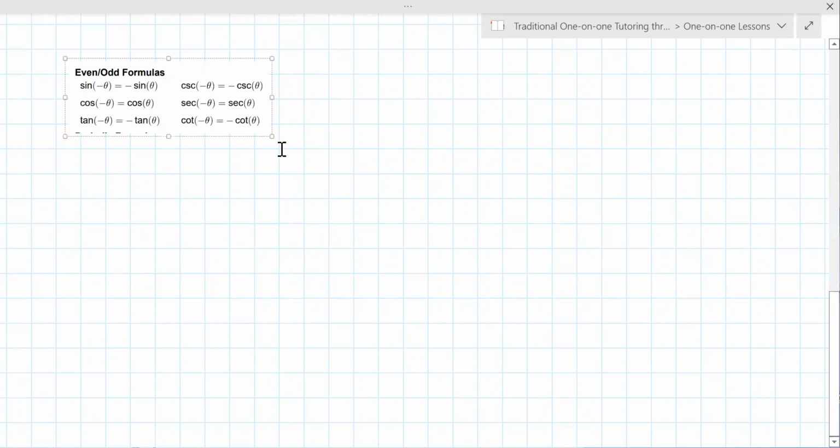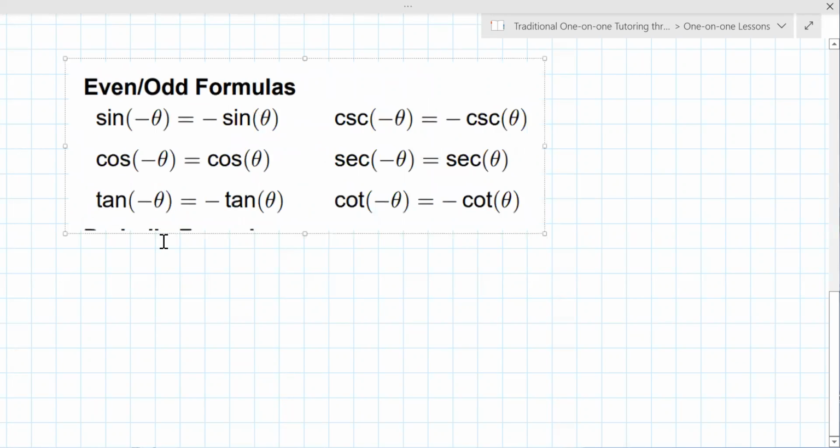So here's your even odd formulas. Okay, so for now, let's just assume you have these, and then we'll talk about how you can remember them without memorizing a bunch of stuff. So you'll notice trig is heavy on formulas, heavy on memorization. Mm-hmm. Okay.